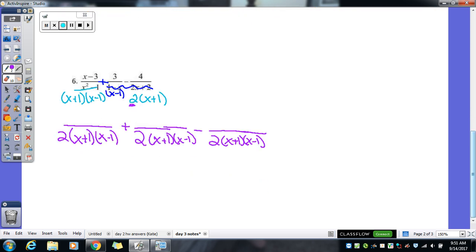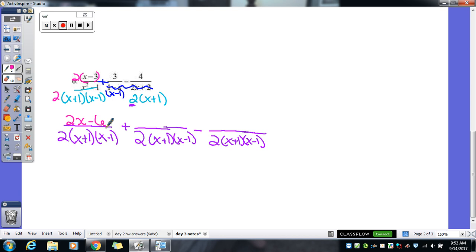So now we got to figure out how to change them. So our first fraction there, the first original fraction, has the x plus 1 and the x minus 1. What's it missing? The 2. So I got to multiply my numerator times the 2. So that gives me 2x minus 6.